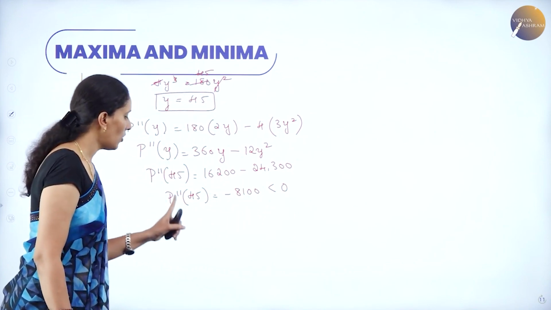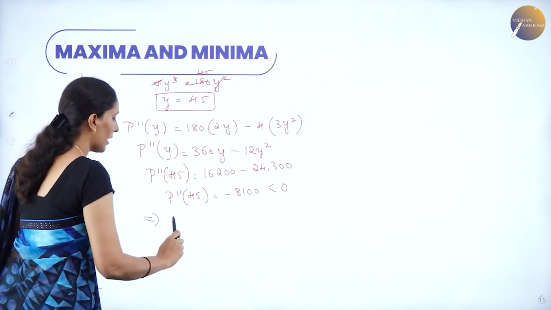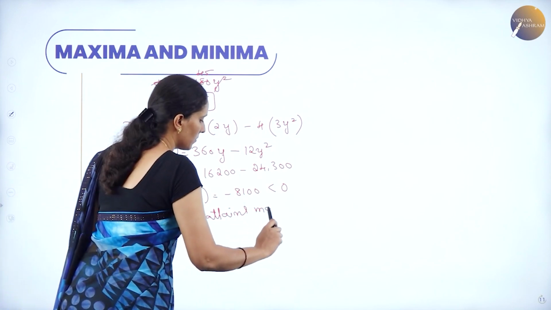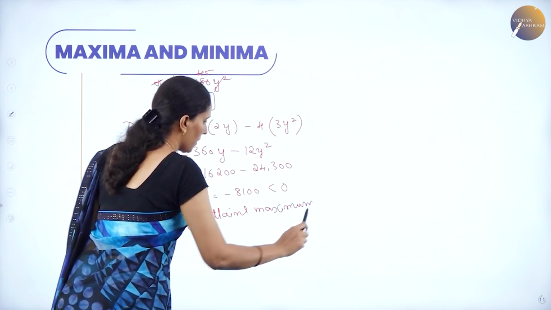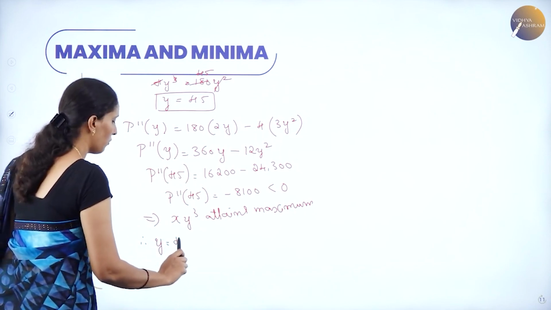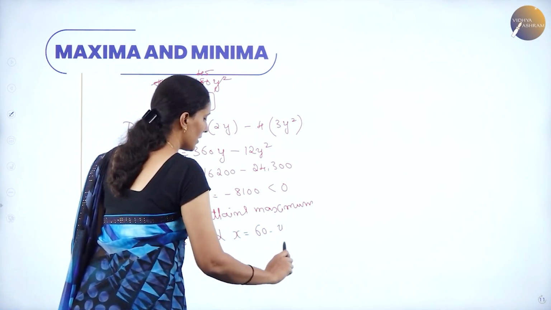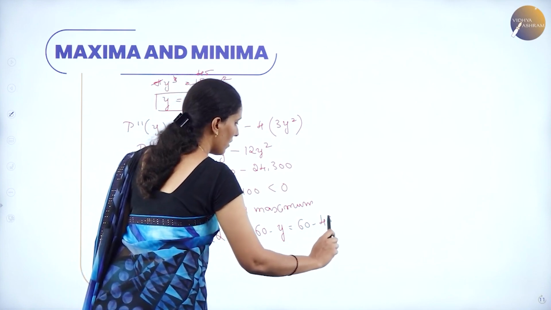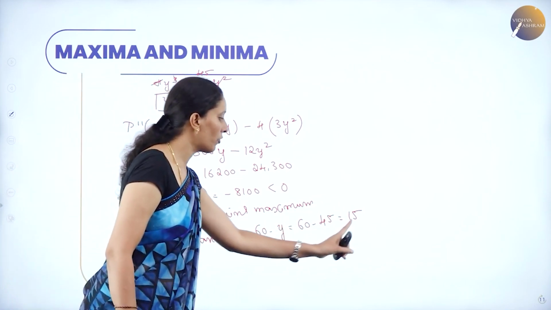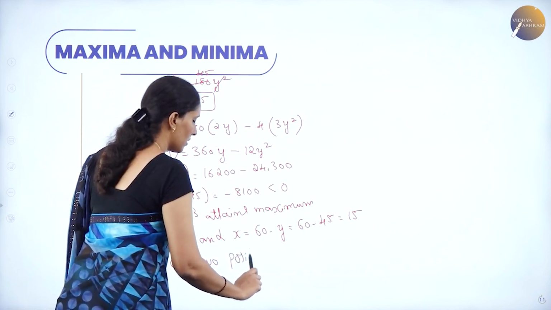So, if this second order derivative at the point 45 is negative, it implies x y cube attains maximum. So, the condition is satisfied. Therefore, y is equal to 45 and x is equal to, I have taken 60 minus y, which is equal to 60 minus 45, which is nothing but 15. So, therefore, y is equal to 45 and x is equal to 15 are the two positive numbers.